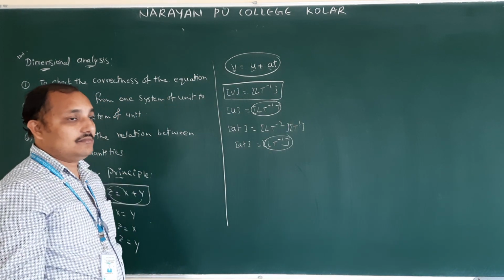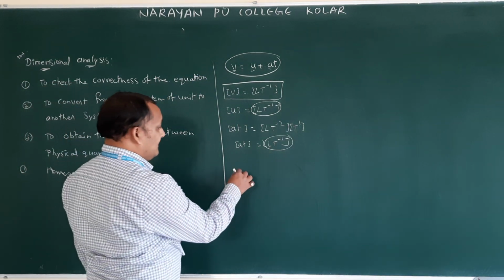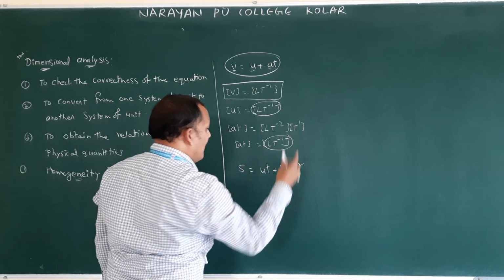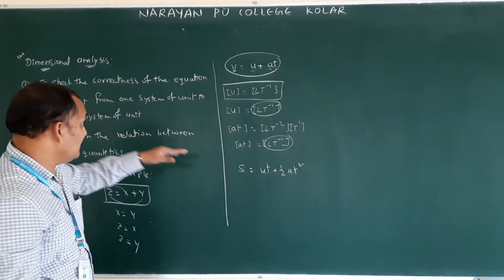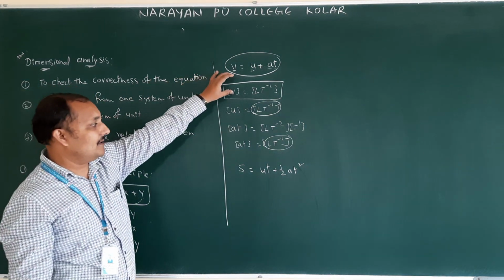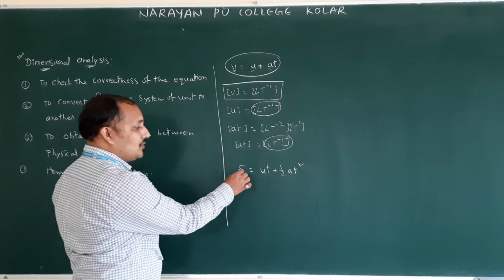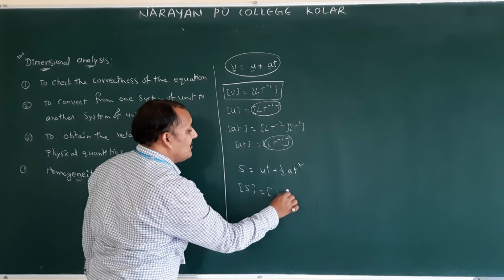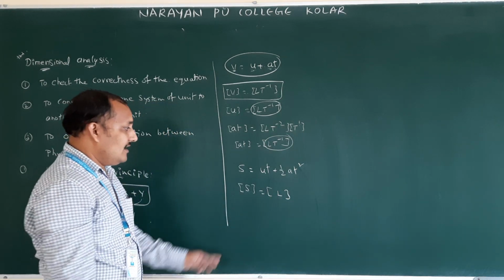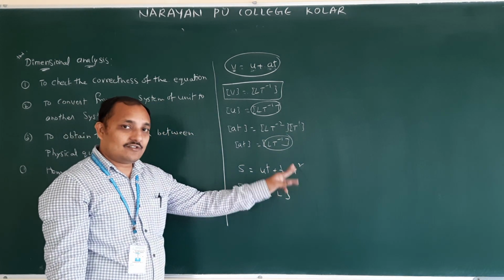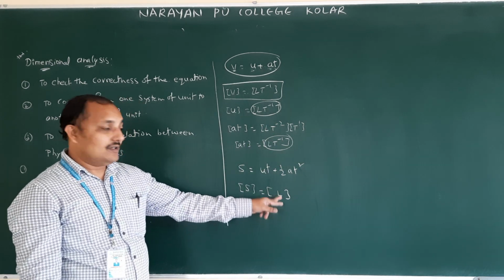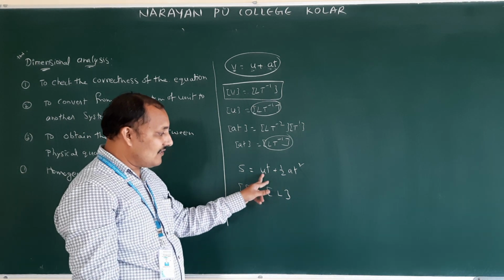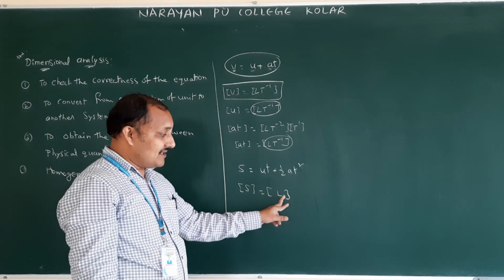Take another equation: s is equal to ut plus half at square. Any one example you can write; you can take this example or the other. This is example 2. In the LHS, what is the displacement? Displacement we denote with L. Now ut and at square should also give L only, if this equation is correct, because we already know it is correct. Therefore the dimensional formula of ut should be L, and of at square should be L.